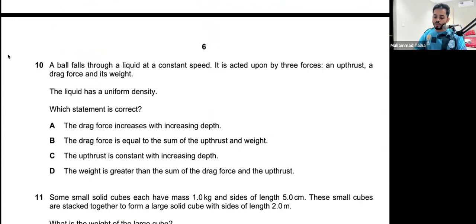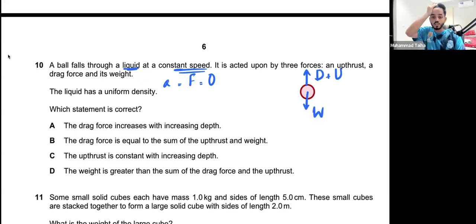A ball falls through a liquid at constant speed. Constant speed implies that acceleration is zero, so resultant force is zero by Newton's second law. It is acted upon by three forces: upthrust, drag, and weight. The liquid has uniform density. If it's falling through a liquid, this means that it's going down, and if it's going down, the drag is upwards. By default, upthrust is always upwards, and weight is always downwards. So D plus U is equal to W. It's equal because acceleration is zero, so resultant force is zero.